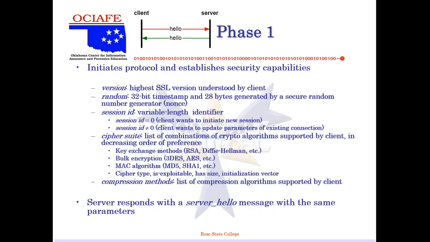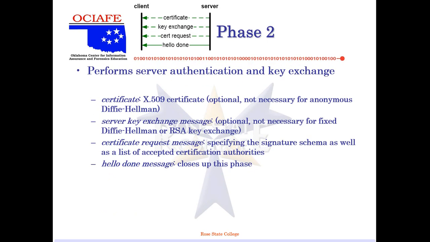Then you have the cipher suite. It lists all the combinations of crypto algorithms supported by that client in decreasing order of preference. So the first thing it wants to do is RSA or Diffie-Hellman. Then it wants to do triple DES or AES. Then it would go down to the MAC algorithms, which is your SHA-1 or your MD5. So here's the different ways that it wants you to do it. And then it finally says, okay, what are my compression methods? Here's what I'm going to do. Then the server sends its hello back to them, saying, I understood, here's everything I got. Phase 2. The server performs the authentication and key exchange.